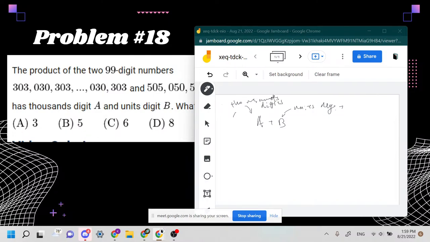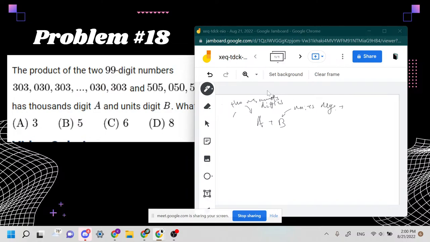I think the answer is 5. Alright, why do you say the answer is 5? Because it's asking for the thousandth digit and the units digit, the sum of them, right? The A for the thousands is 0 and the B for the units is 5. Because that number is in the thousands place, and the other number is in the units place.